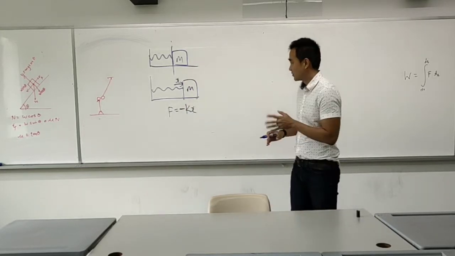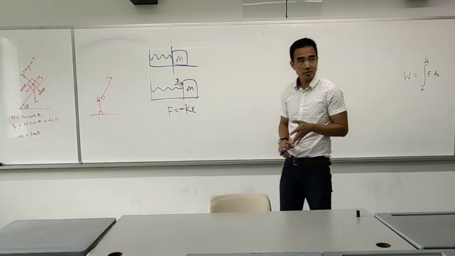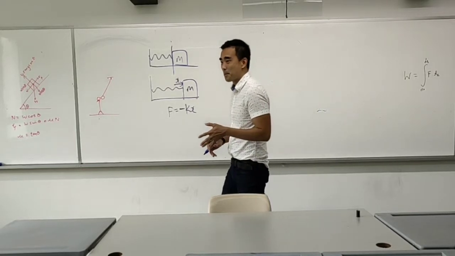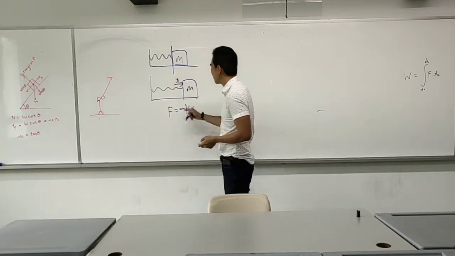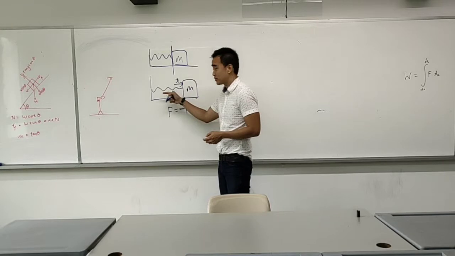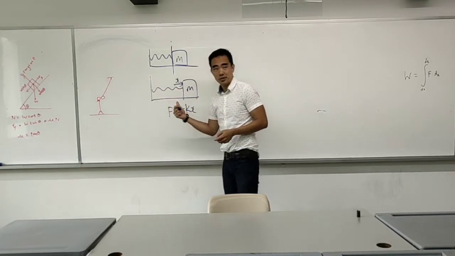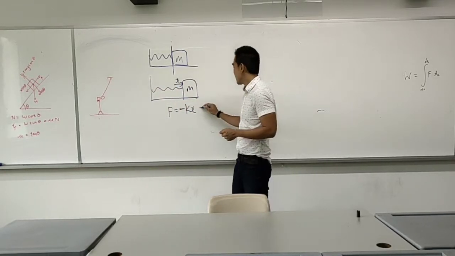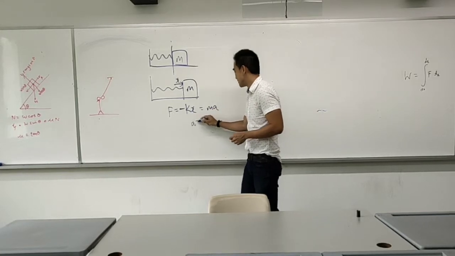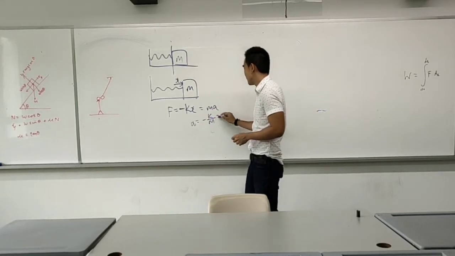So that's why I left the space there. Now the reason why it's minus is because of direction. Exactly, it's direction. So if your x is in this direction, the force will be in this direction. If your x is in this direction, the force will be in the other direction. Got it? So therefore this is equal to ma, and a is therefore equal to minus k upon m x.